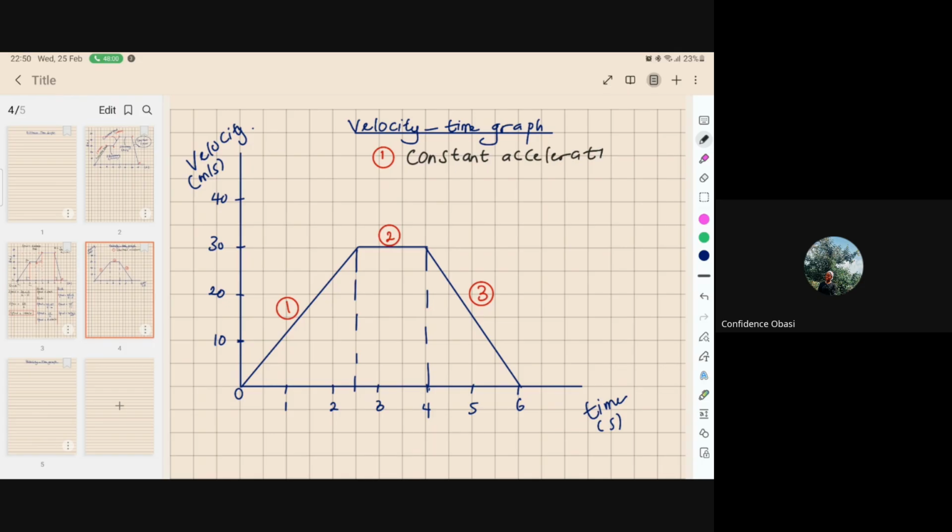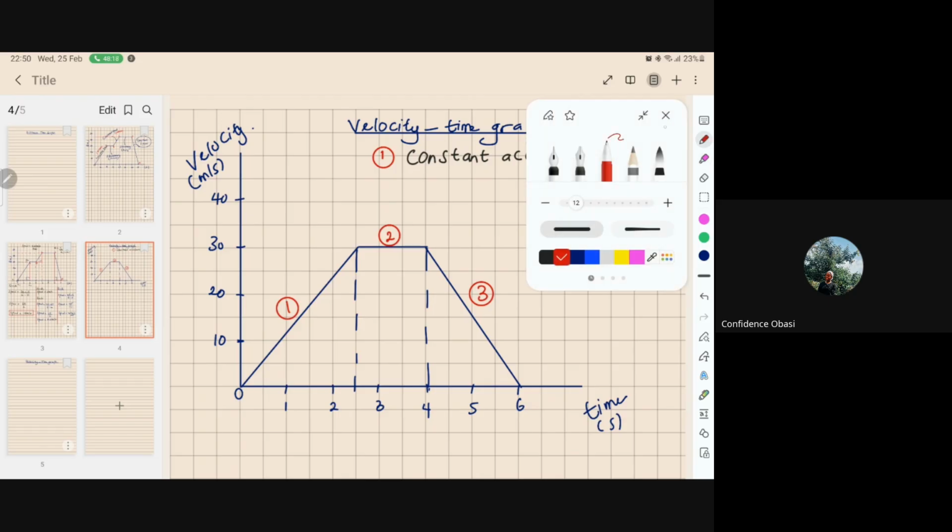Why is it constant acceleration? It is constant because at that point in time, you have the gradient. The gradient of this motion tells you that it is constant when you have that straight line: a constant acceleration, equal velocity at equal intervals of time.